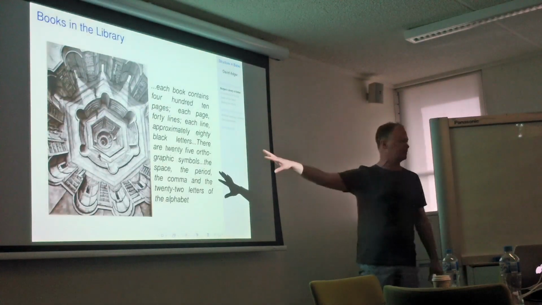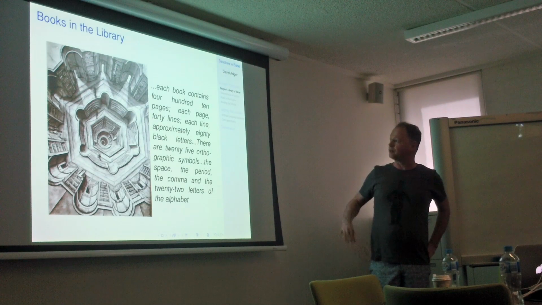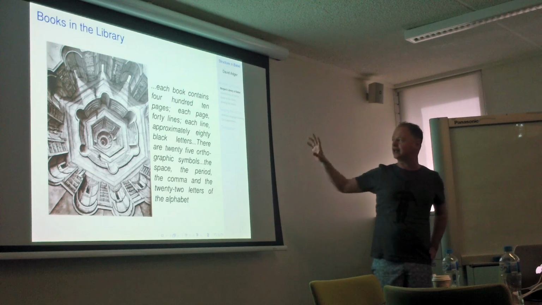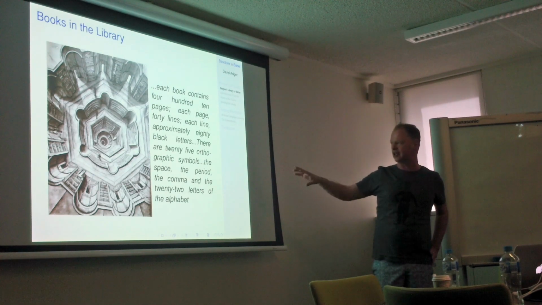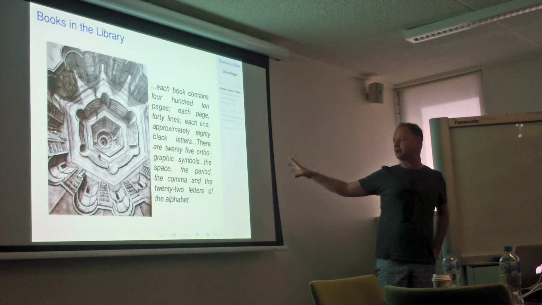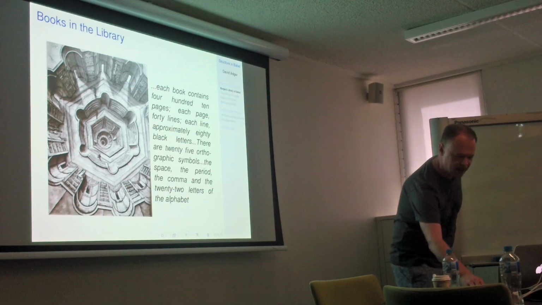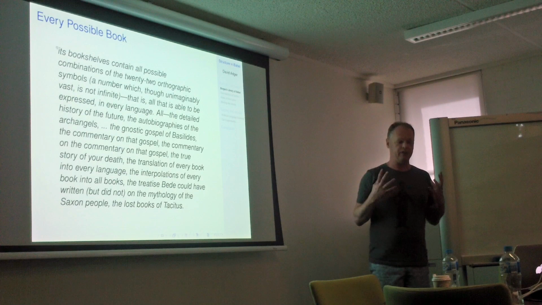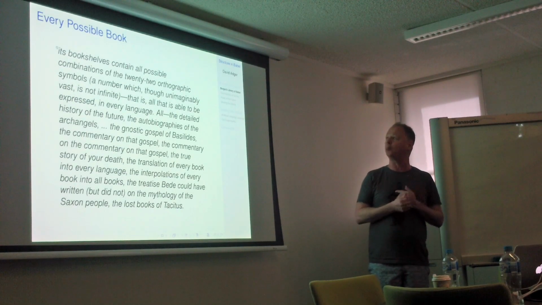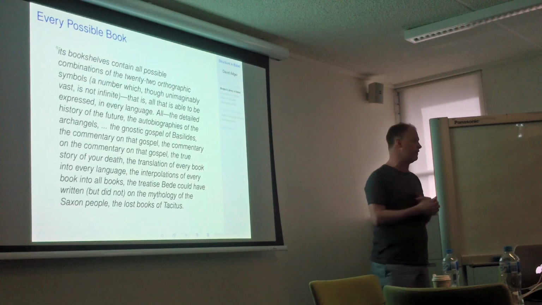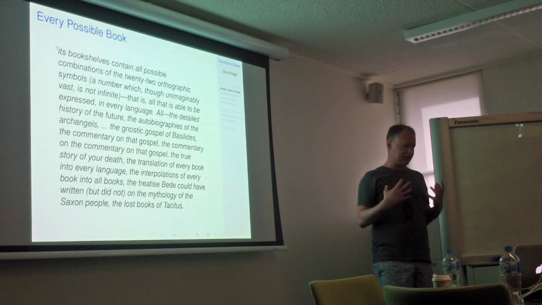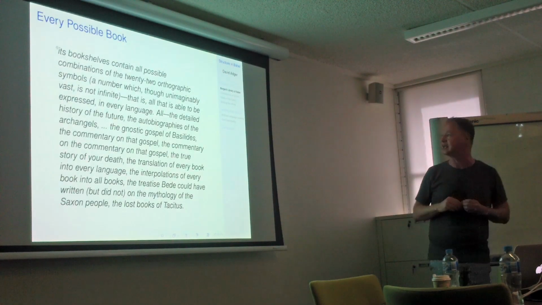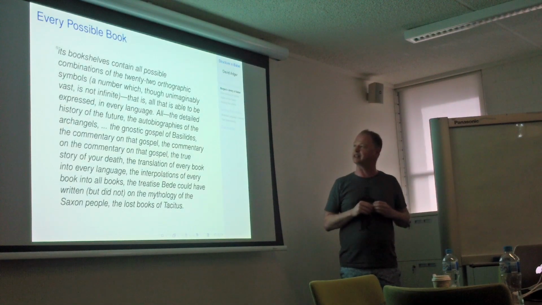And here's a lovely illustration of what the library might look like. If you look at each book, it contains 410 pages. Each page, 40 lines. Each line, approximately 80 black letters. There are 25 orthographic symbols: the space, the period, the comma, and 22 letters of the alphabet. And Borges notes that the way the library is structured, the bookshelves contain all possible combinations of the orthographic symbols. A number which, although unimaginably vast, is not infinite. I'll give you some sums later on where we can see just how big it is. That is all that's able to be expressed in every language.